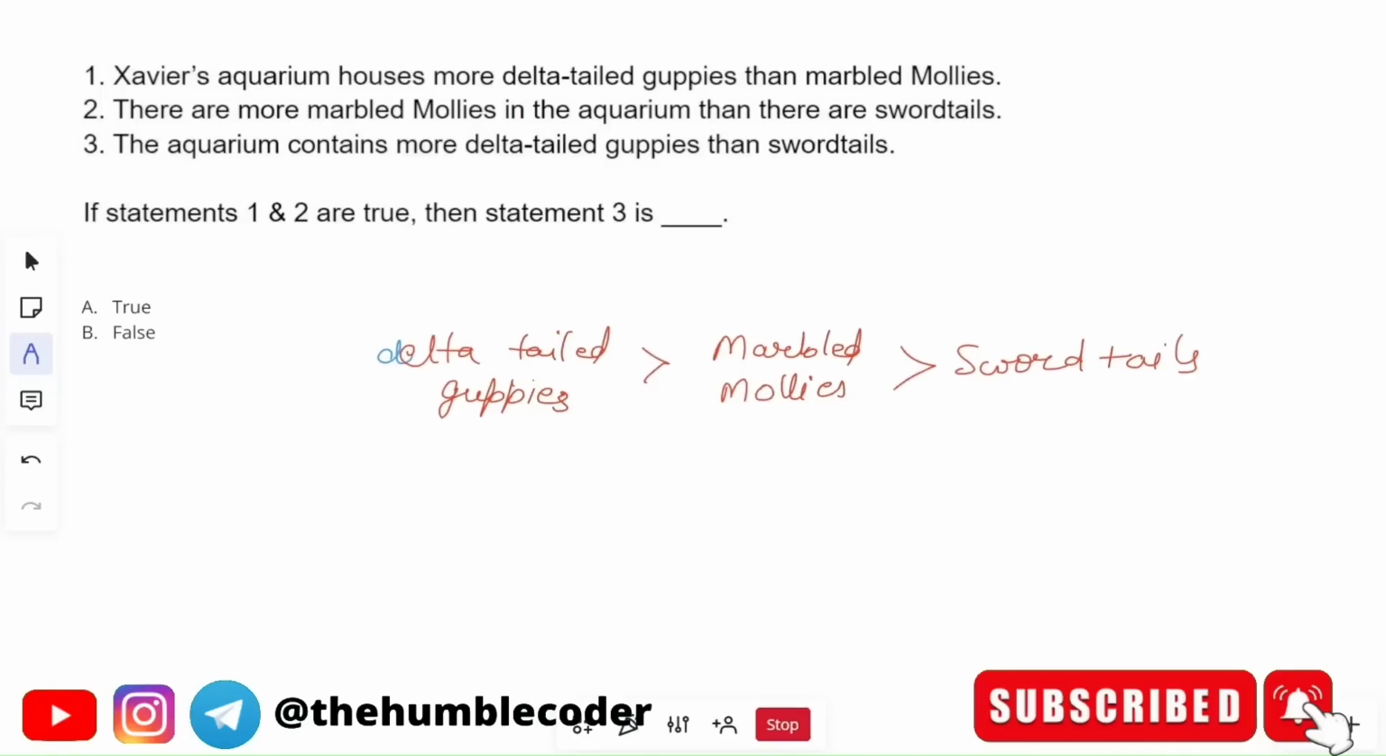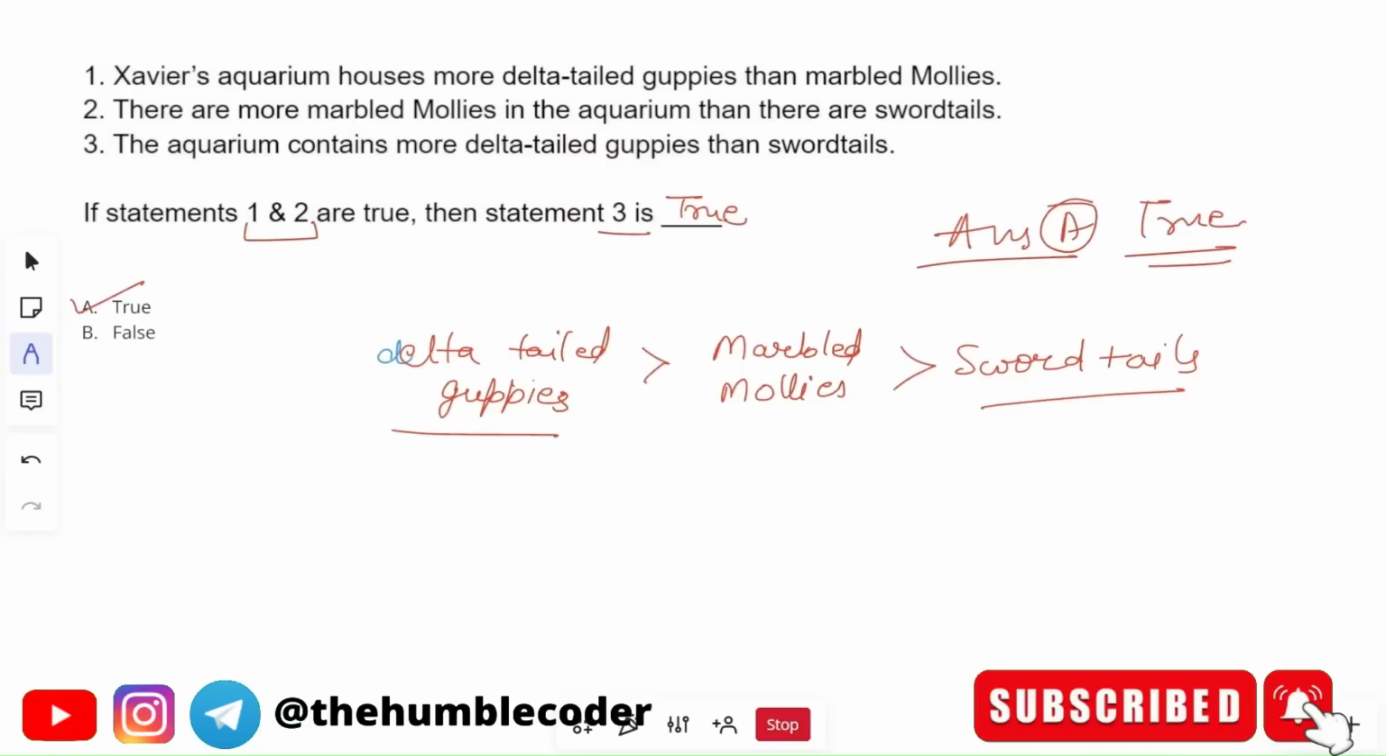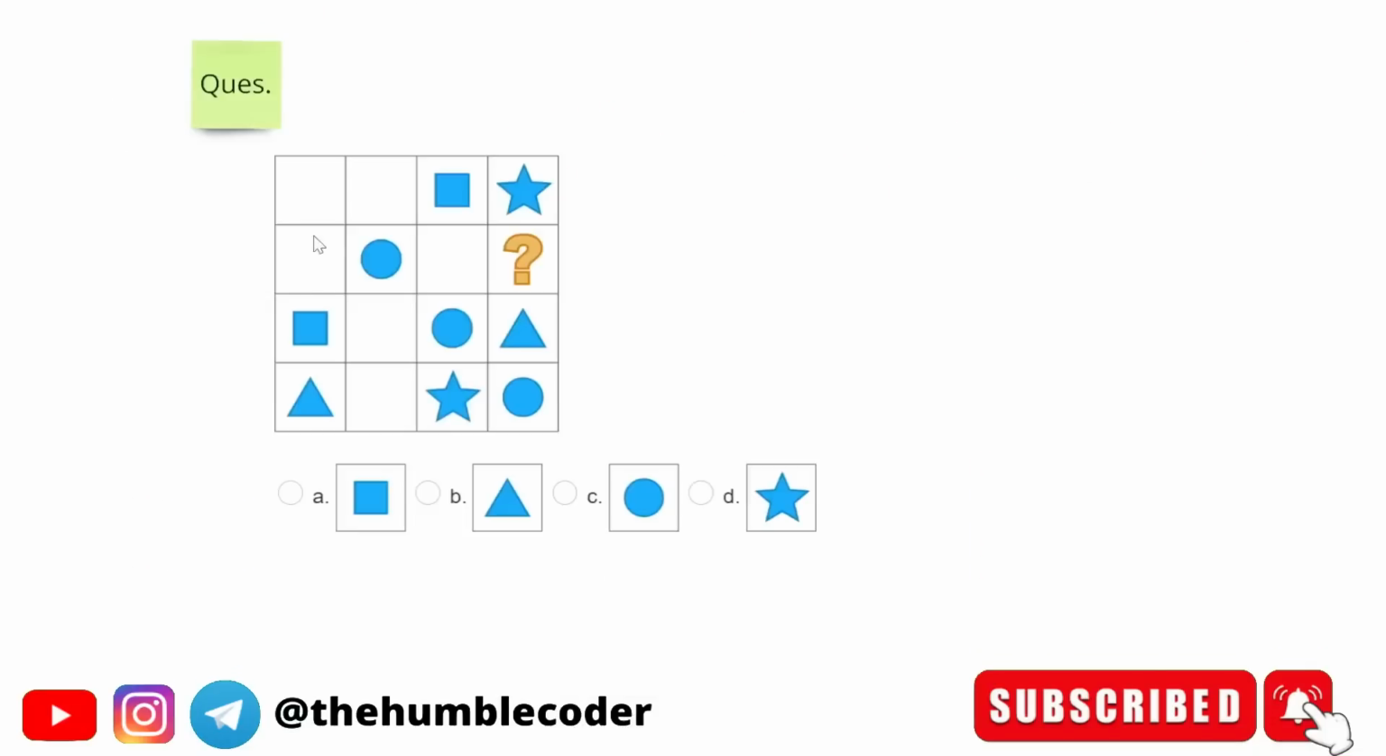So is this true or not? See, delta-tailed guppies are clearly more than swordtails because they are more than marbled mollies. So that is why the statement is, if 1 and 2 are true, then statement 3 is what? So the correct answer will be that statement 3 will also be true, because statements 1 and 2 are sufficient for us to say that statement 3 is true, okay. So the correct answer for this question is going to be option A, which is true. Hope you have understood the logic. Moving on now to the next question.